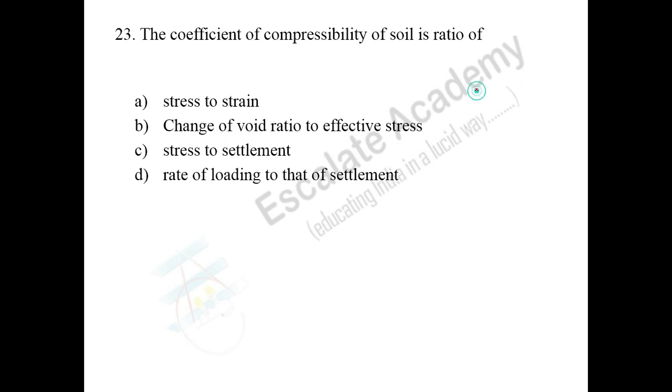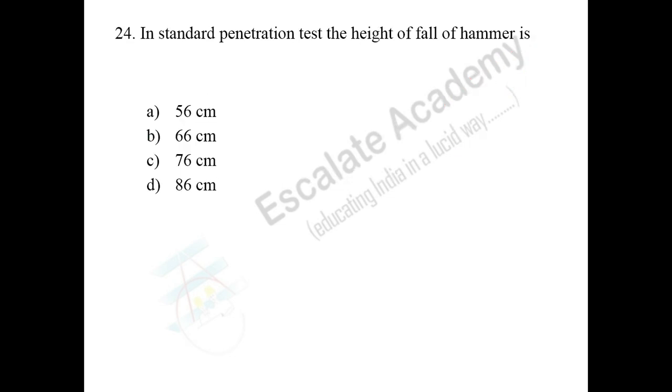Okay. Coefficient of compressibility of soil is a ratio of what? Coefficient of compressibility, av, is a ratio of change in void ratio to change in effective stress, sigma. So answer will be B. Change in void ratio to change in effective stress. Then in the standard penetration test, the height of fall of hammer is how much? 76 centimeter. Okay, learn this in SPT. The height of fall of hammer is 76 centimeter.